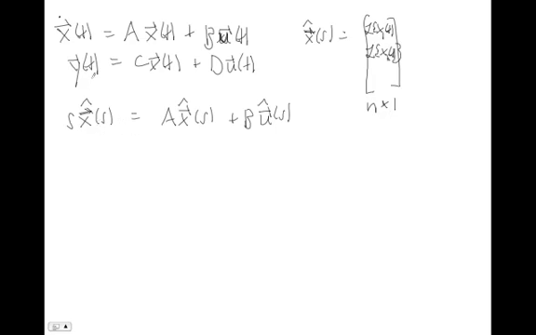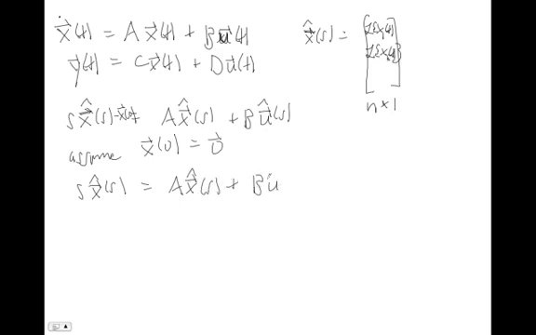So, excuse me, I missed one important term over here, which is I need my initial condition equation, x of 0. Now, just like before, if we're willing to make this assumption, assume that this vector x of 0, the initial condition vector, is the 0 vector, meaning that every single element in our state vector is 0. If we do that, then this equation simplifies to x hat of s equals A x hat of s plus B u hat of s. And then I can bring this A over to the other side.